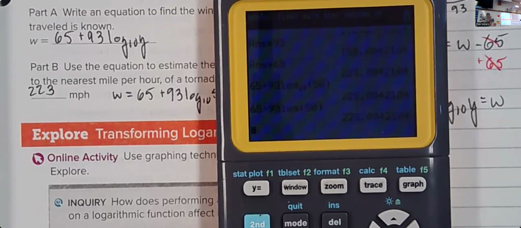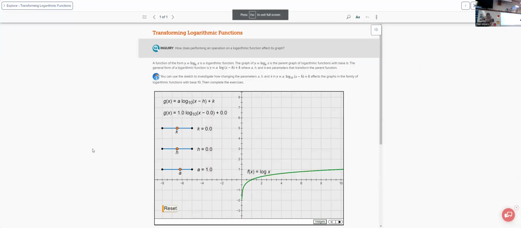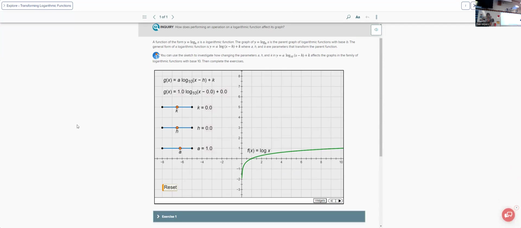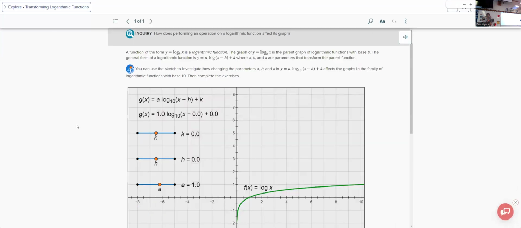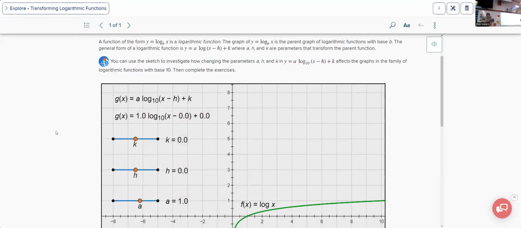Okay, transforming logarithmic function. There. Buried down on the long list. So let's see. Cool. Okay, there it is. So we are dealing with some graphs here. I'm going to go ahead and read the stuff that's up there. Hopefully, I think you can see this graph well enough. Let me see if I can zoom it in just a little bit more. That's better.